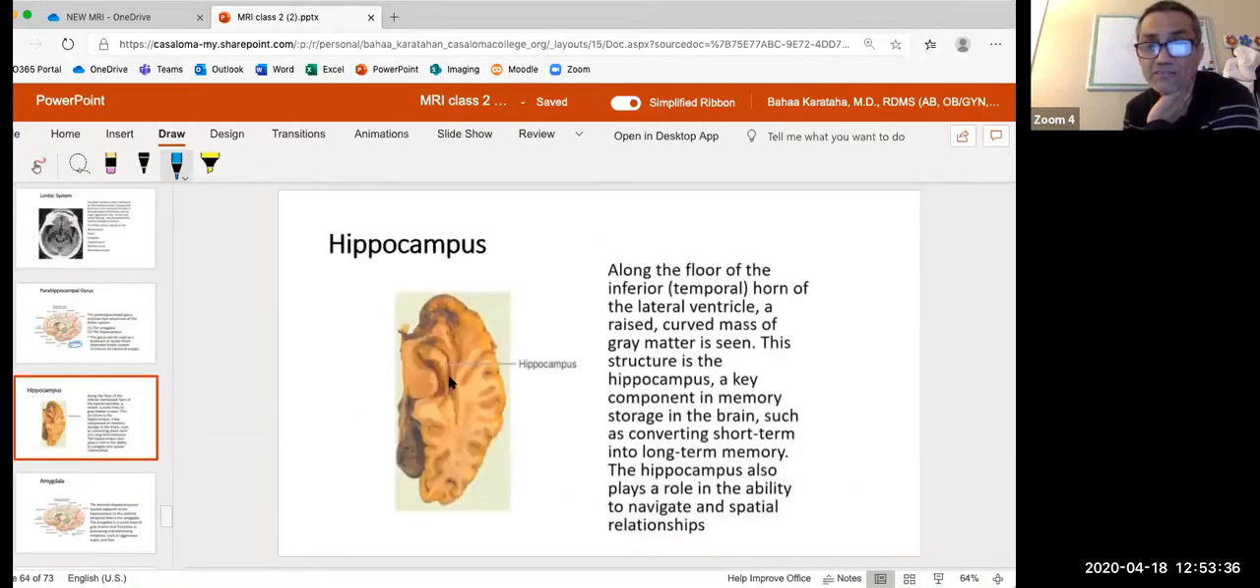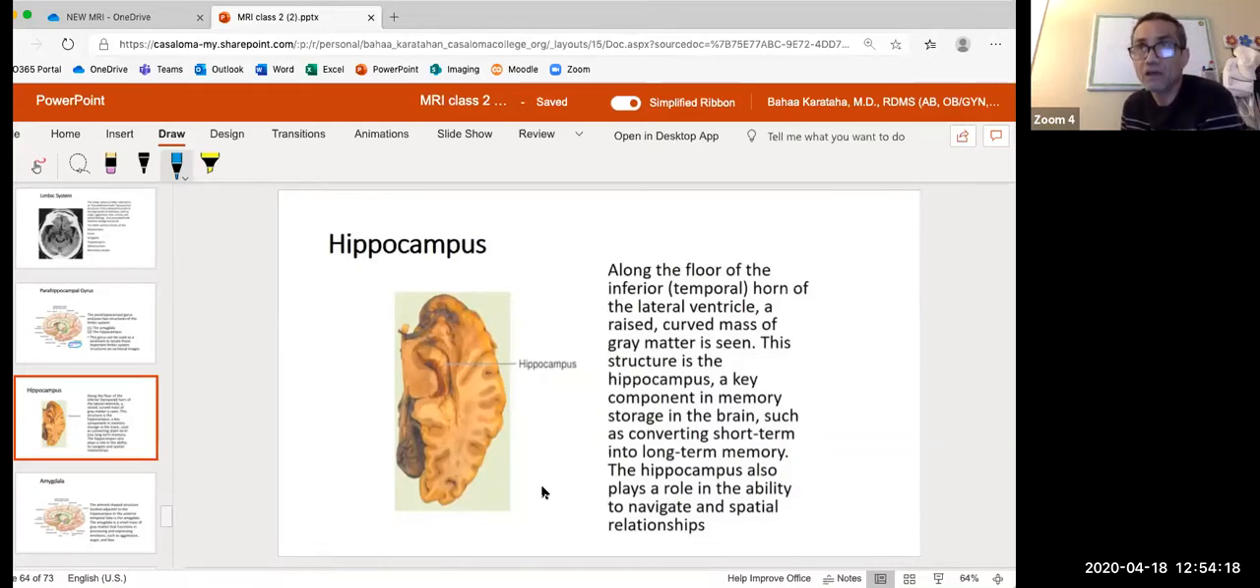So this is an isolated picture of a patient with pathology. We call it a pathologic specimen, where they're showing you the hippocampus in this patient. And of course, as I said, it can be identified at the level of the temporal lobe or temporal horn of the lateral ventricle, and represents a mass of gray matter, okay? The hippocampus function is what? Memory storage of our brain. And of course, it will convert any short-term memory into long-term memory.